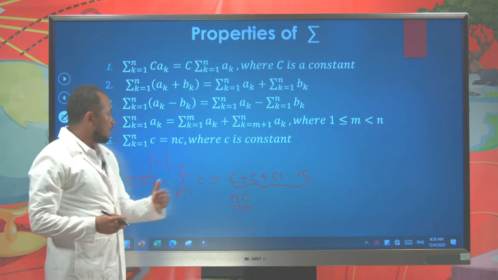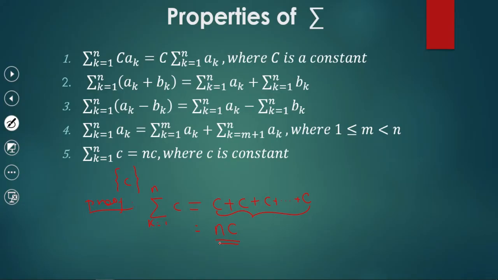Now let's see another property of the summation notation.